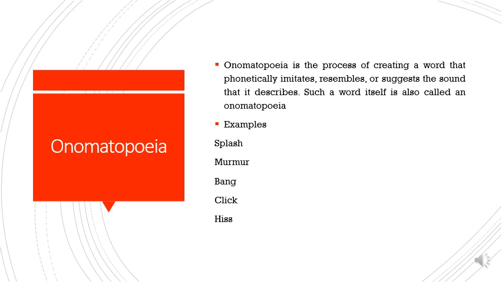And bang, like a kind of sound. And the word click, when we click the camera, there will be a sound like click. So from that, the word click has been formed. And hiss, the sound of the snake, hiss, and that has formed as a word. And meow, the sound of the cat. And buzz, the sound of the bees. So this is called onomatopoeia.